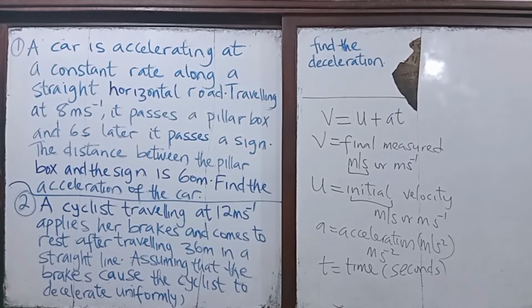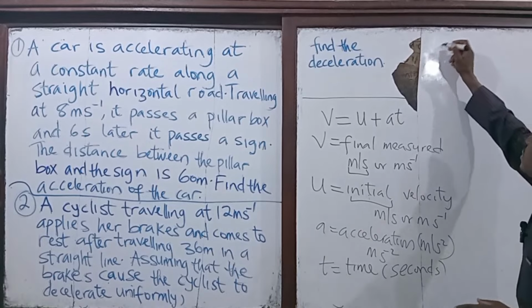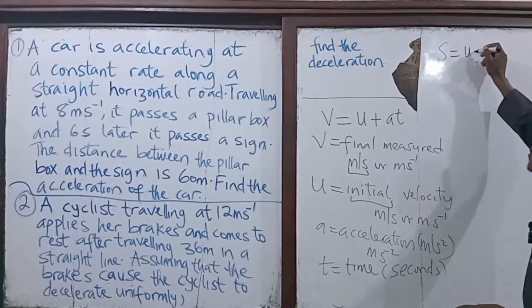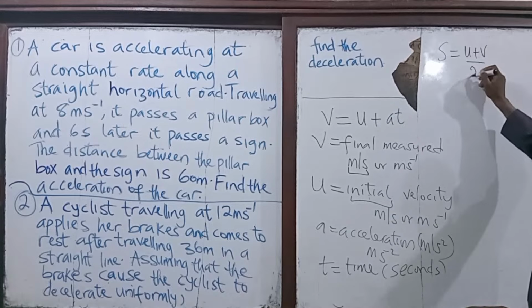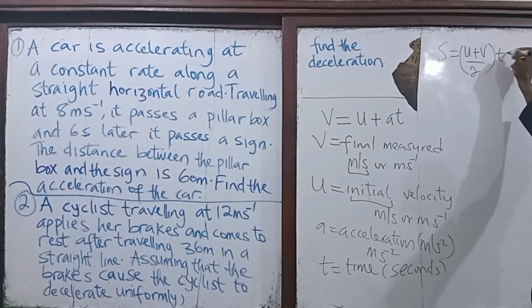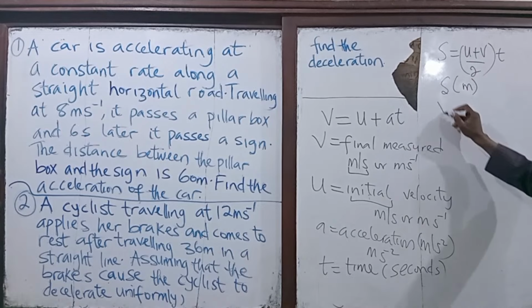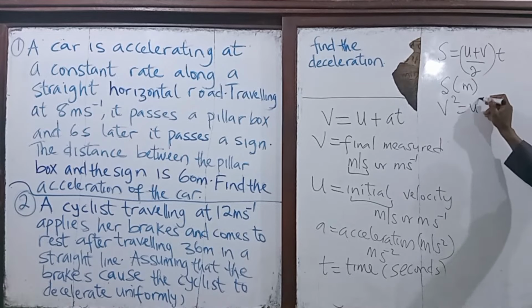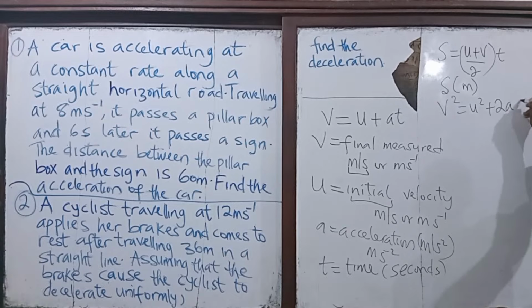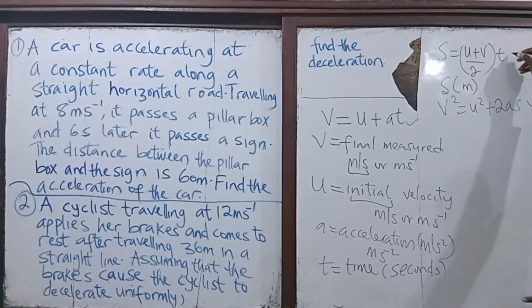Then another one is the displacement, which is the average velocity times time. Your displacement is measured in meters. Another one again is v squared equals u squared plus 2ax. These are the equations we will be using.